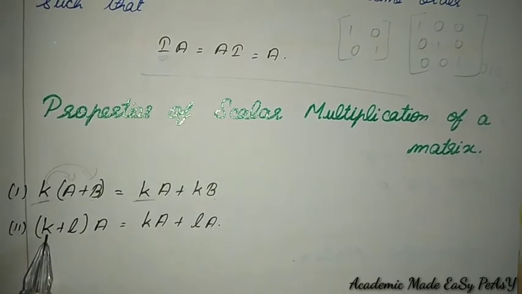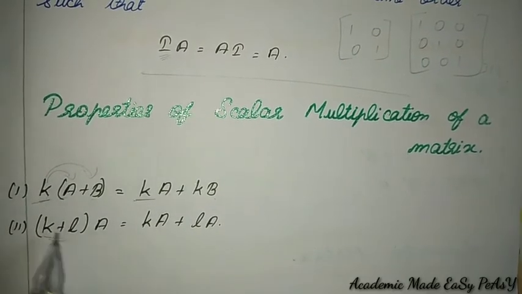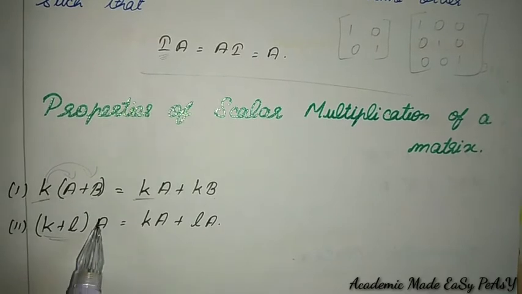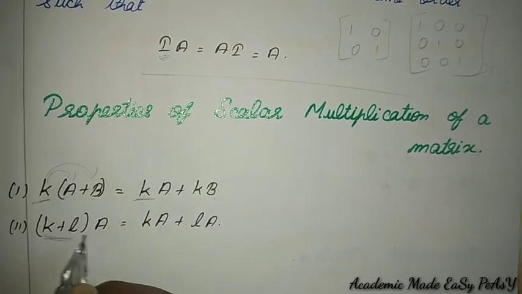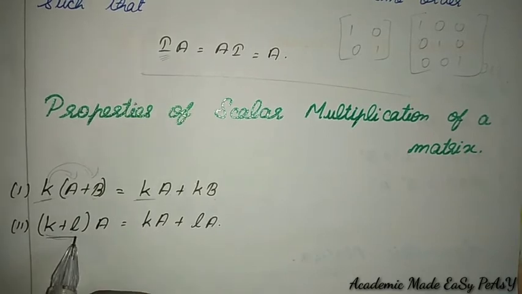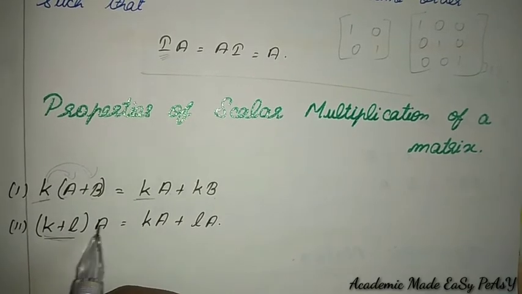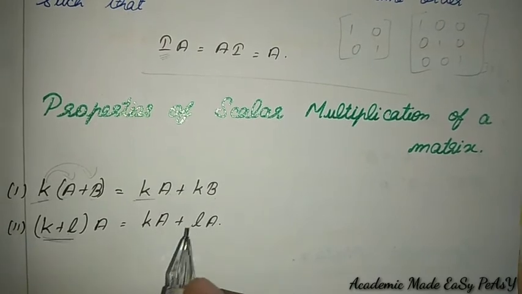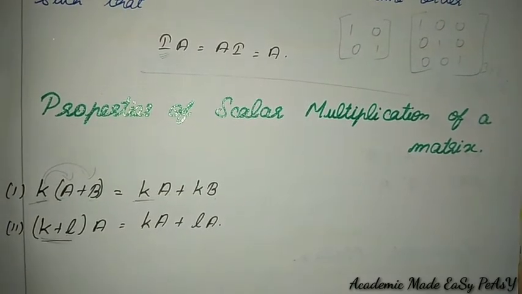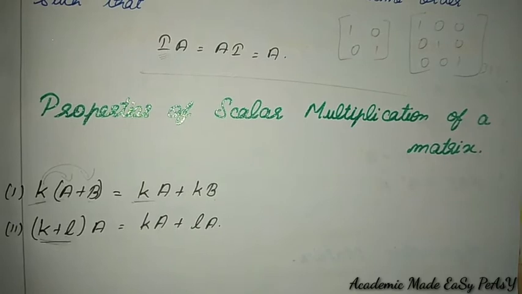And they have given two constants over here. K and L are some constants and A is a given matrix. So multiplying and then adding, and then multiplying with a given matrix, and multiplying directly with the matrix and adding, also is the same, they are saying. So that's it. The properties of multiplication of matrix is over.